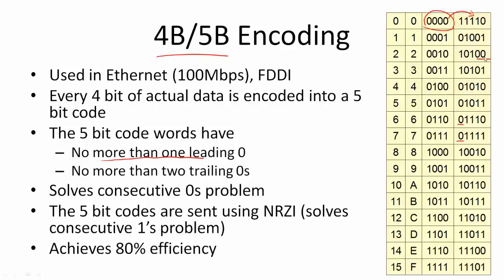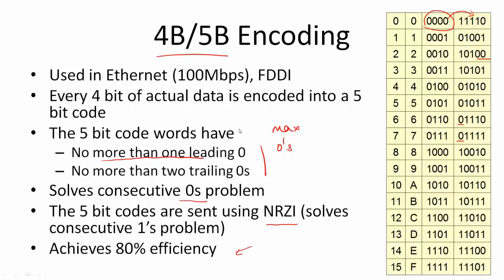What this means is when you put 2 5-bit code words together, how many zeros, maximum number of zeros, do you think you're going to see? Since that number is only 3, it solves the consecutive 0 problems. And the 5-bit code words are sent using NRZI, which solves the consecutive 1 problem. So basically, you ensure that there is a transition after at least 3 zeros.